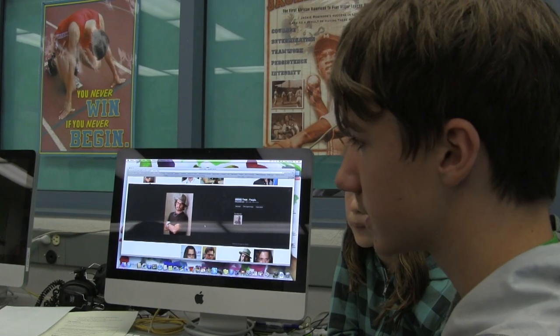Now that we know how to look for pictures safely, we can go back to working on our project.